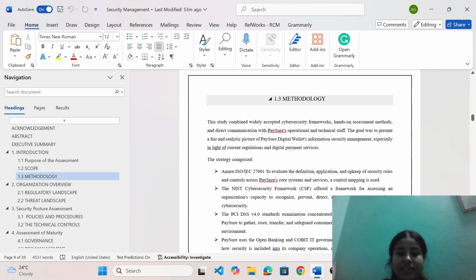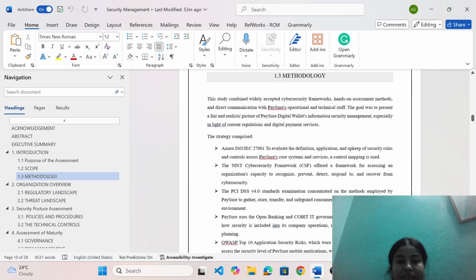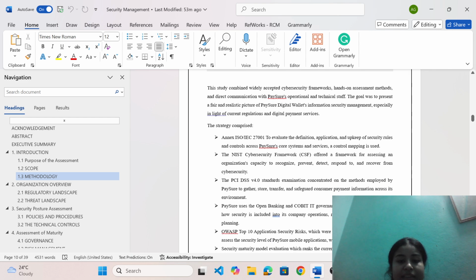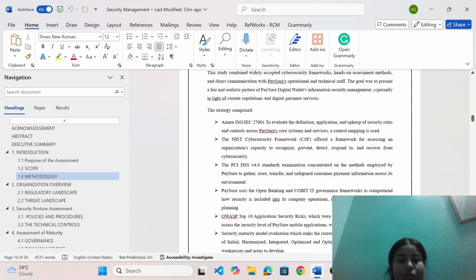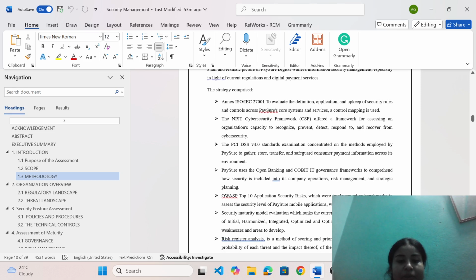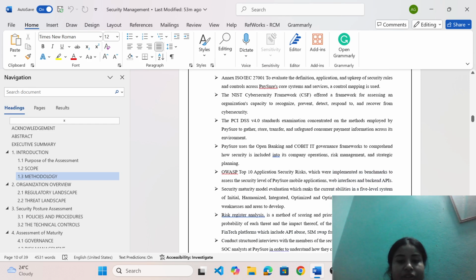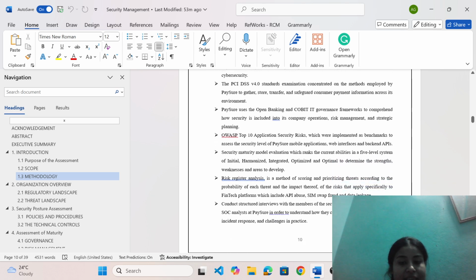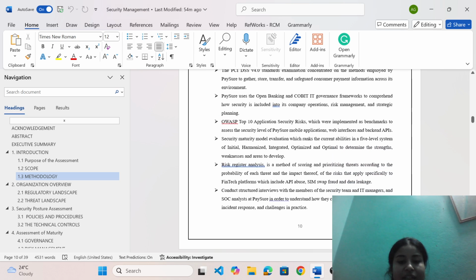And for methodology, you can see the methodologies here: the Annex ISO IEC 27001 framework, NIST framework, PCI DSS framework, and since PAYSURE digital wallet uses open banking, the COBIT IT governance framework, and OWASP Top 10 cybersecurity risks, application risks, risk register analysis, etc.